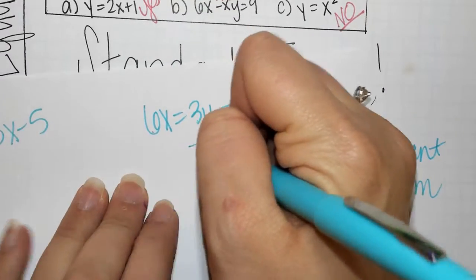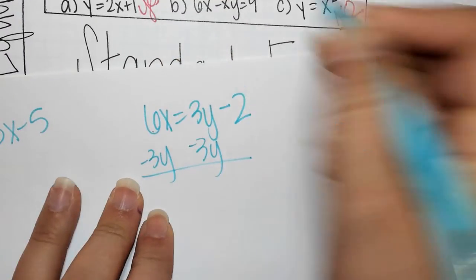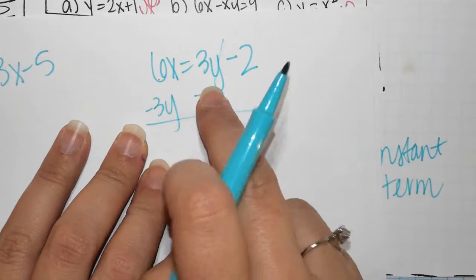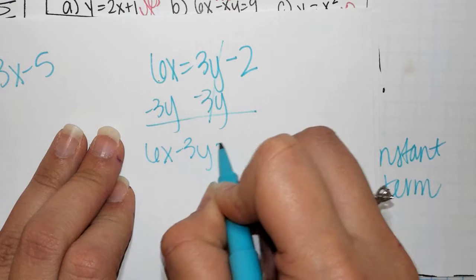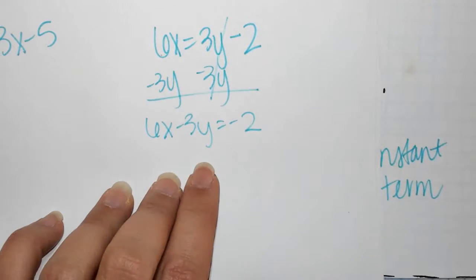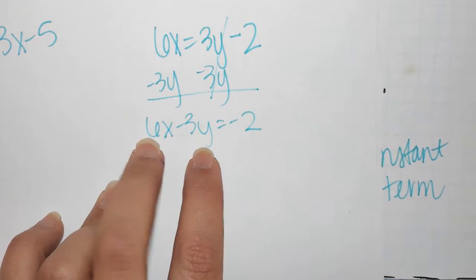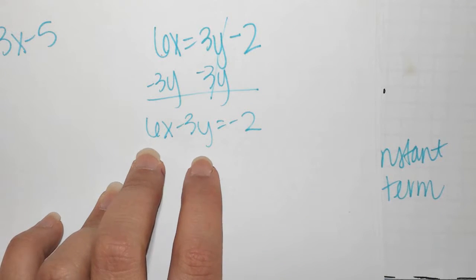Subtract 3y. Take a point, Jorge. So we would subtract 3y to move him over here. So that would give us 6x minus 3y equals negative 2. Now, are they on the same side? That's standard form.